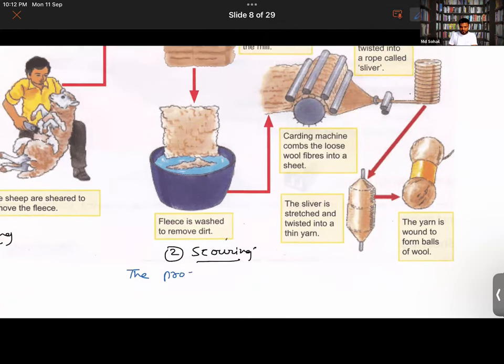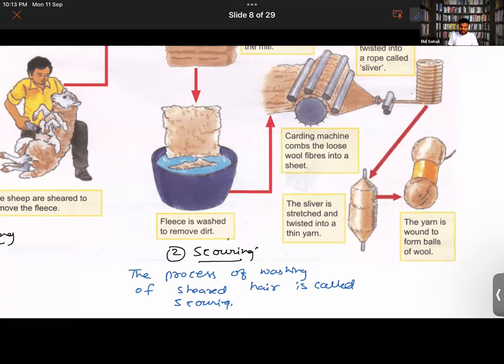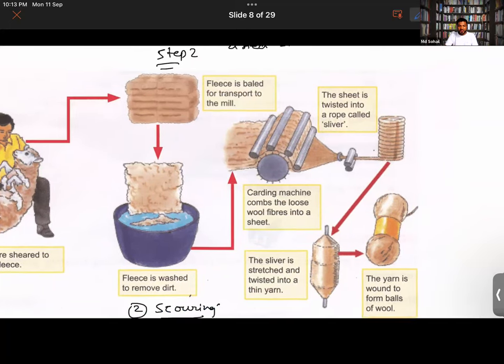Fleece is washed to remove... The process of washing sheared hair is called scouring. Right? So scouring makes the fleece of the sheep clean. Now it is then dried. After the scouring has been done, the fleece is to be dried.